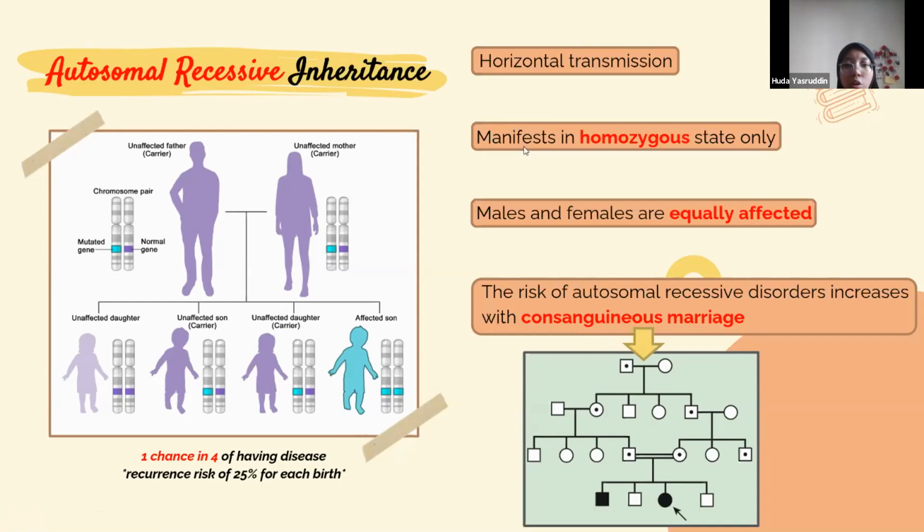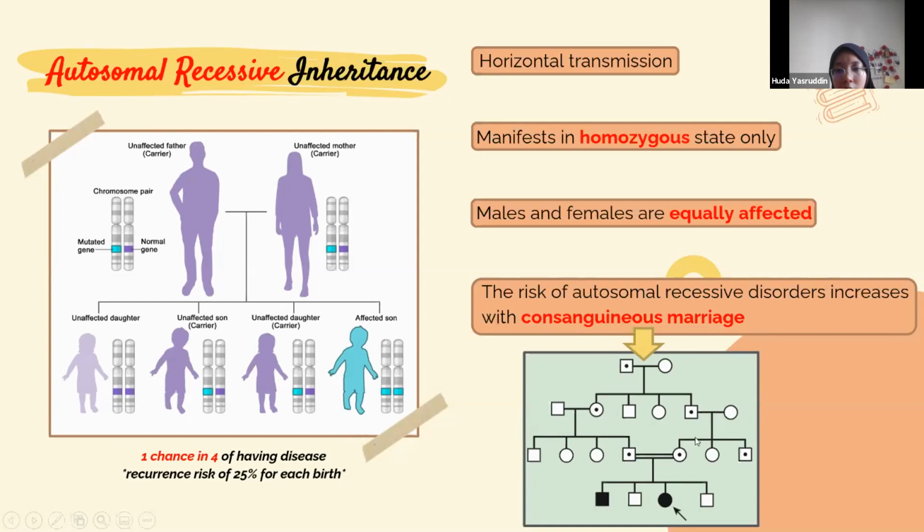It is not heterozygous, and males and females are equally affected. Usually the risks of the autosomal recessive disorders increase with consanguineous marriage, especially in the first cousin union. Like you can see here in the diagram below, the grandfather has the mutated gene, and then his son will also have the mutated gene, and his daughter, and then they married others.